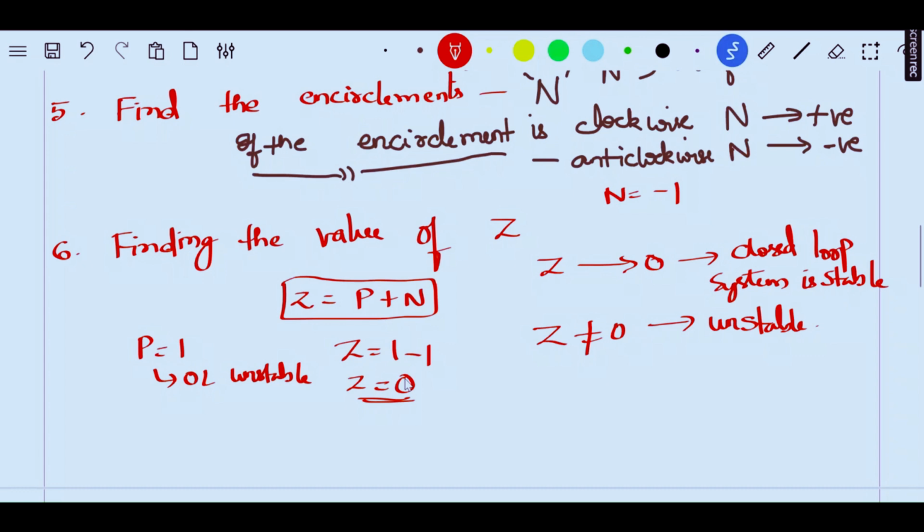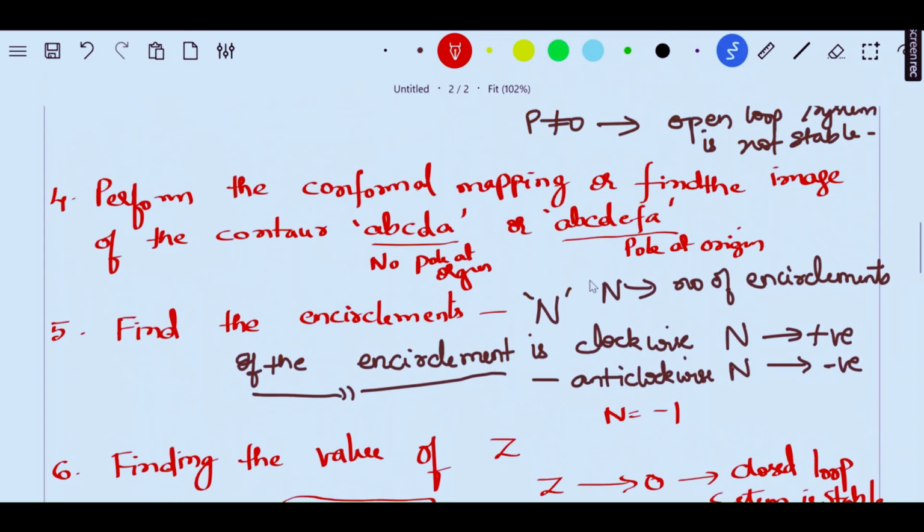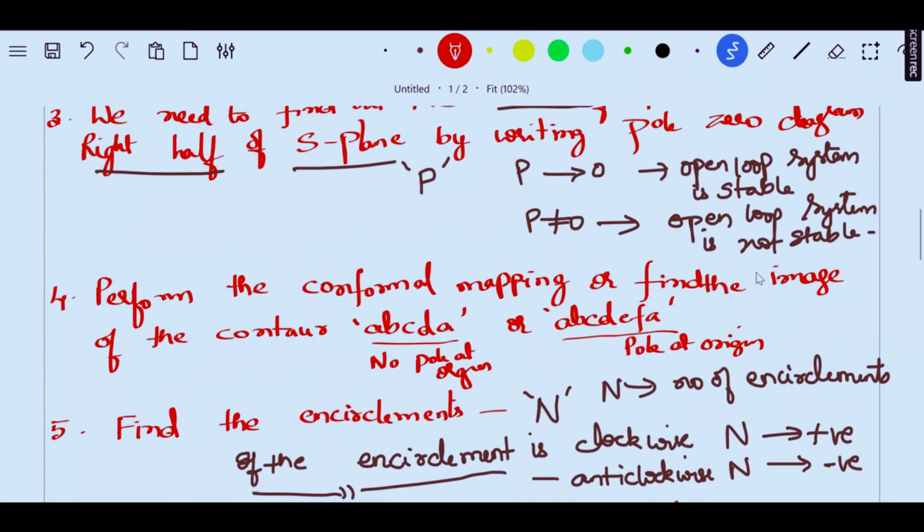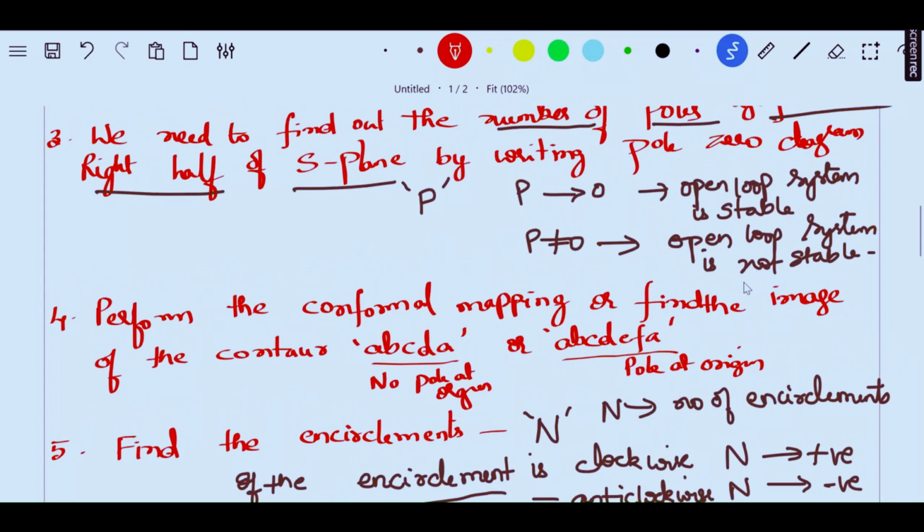Okay. So these are the steps involved in finding the stability based on the Nyquist criterion. How to find the encirclement and how to perform the conformal mapping, these two steps I will explain in the problem itself in the next video. I hope in this video you understood the basic foundation that you need for understanding how to plot a Nyquist plot and to comment on stability. We'll discuss further details when we solve the problem in the next video.